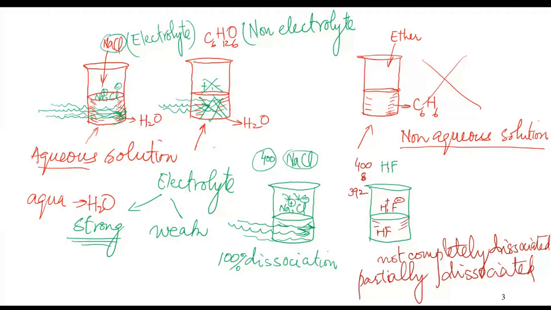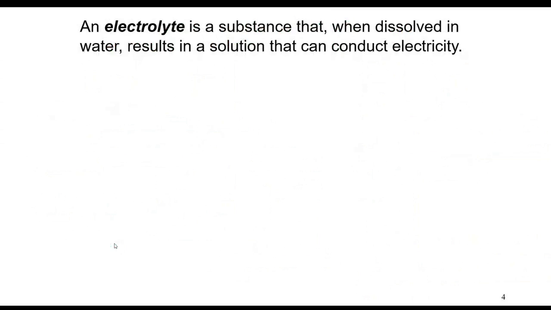Okay, so if it is not completely dissociated, we say it is a weak electrolyte. And if it is completely dissociated, 100% dissociation, we say it is a strong electrolyte. Now, the next question is how we know it gives us 100% dissociation, so it is a strong electrolyte, and how we know it is a weak electrolyte. Very good question. Now we shall discuss it in our next slide.